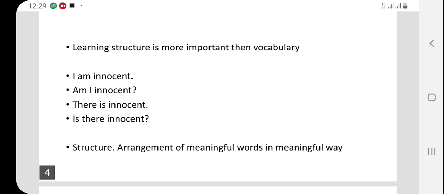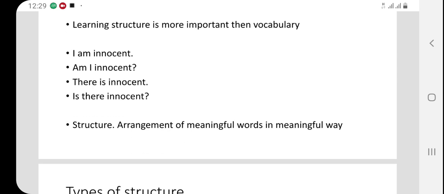As I have written this sentence here, I am innocent. Yes, you can say that I wrote this sentence about my own personality, because I feel I am innocent. So let's talk about this sentence. I am innocent, one sentence. Am I innocent? Second sentence. The same three words have been rearranged.